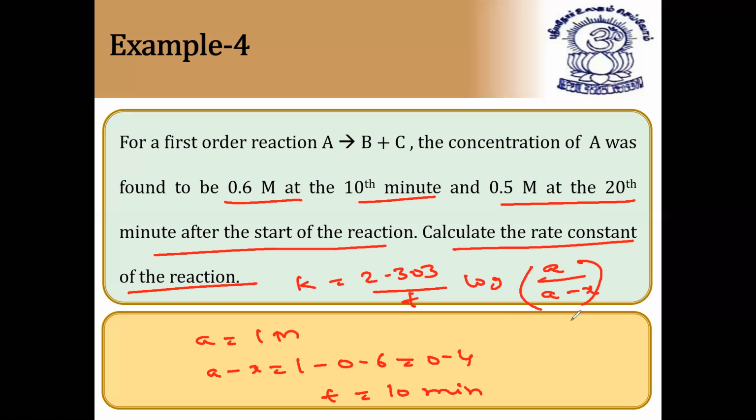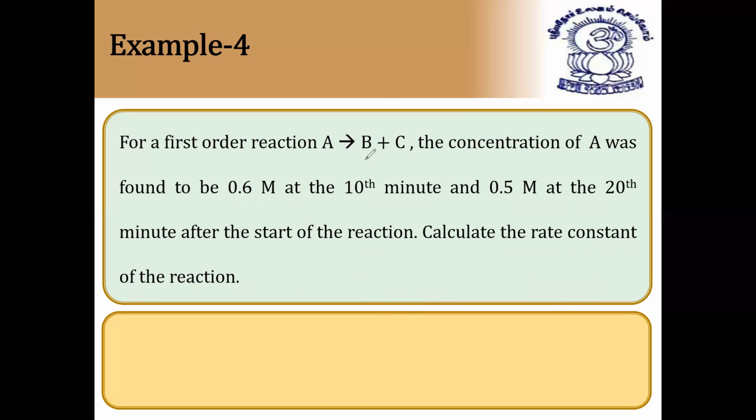So 2.303 by 10 into log of 1 by 0.4, log a minus log b. If you do the calculation, you will get the answer, and the answer is 0.018 minute inverse. This you can understand clearly. You can do it formula based, or you can do it like this also.